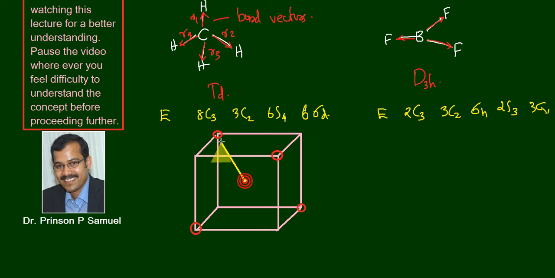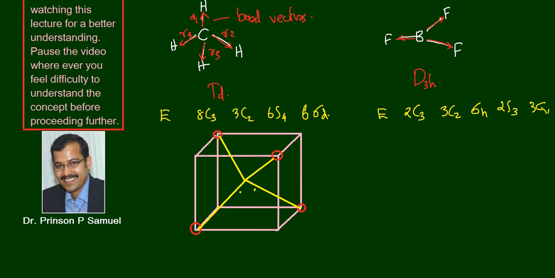From the central atom to one hydrogen, one bond vector, then from the central atom to here, then from the central atom to here, and from the central atom to here also. So these are the bond vectors, right? And now we can understand what is happening in this tetrahedral molecule during every operation.